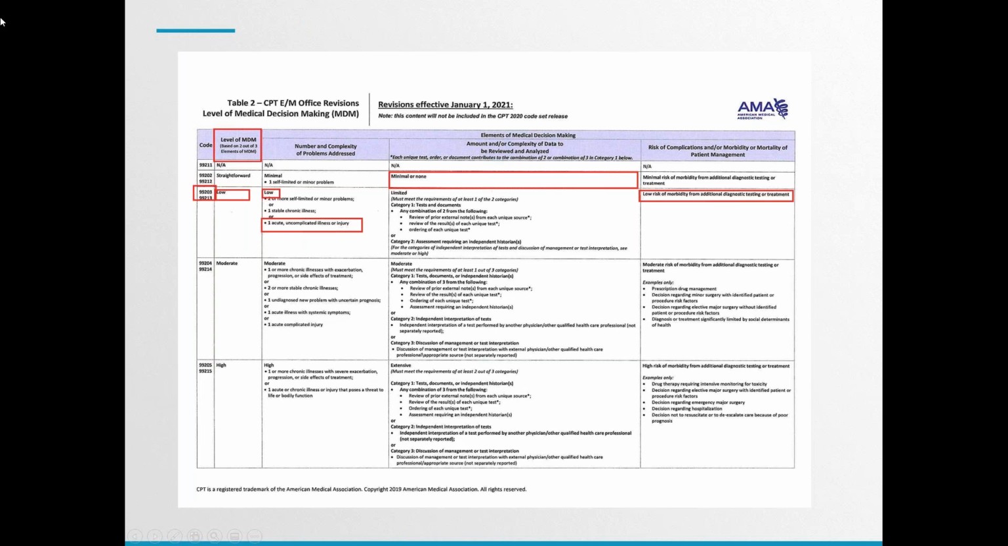So here we see that this is an acute, uncomplicated illness or injury. We're not ordering any tests or looking at any data, but the patient's at low risk. The best 2 out of 3. This would make it a 99203 for a new patient, or a 99213 for established.